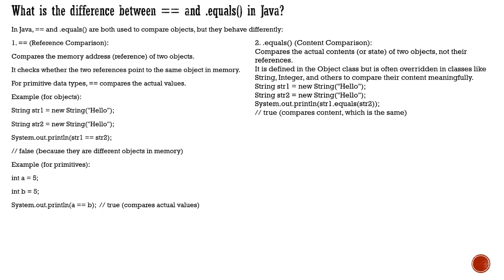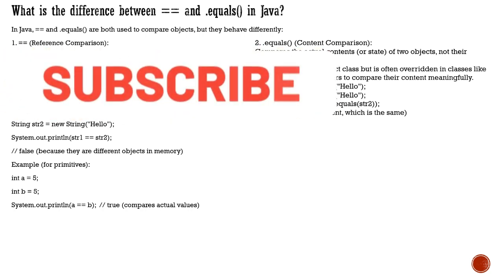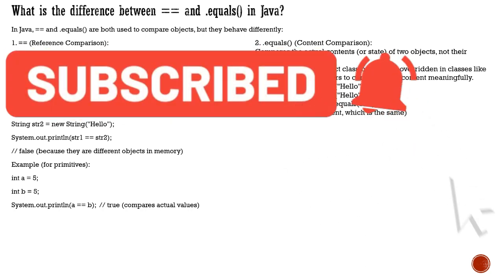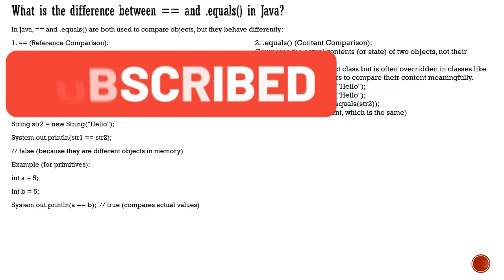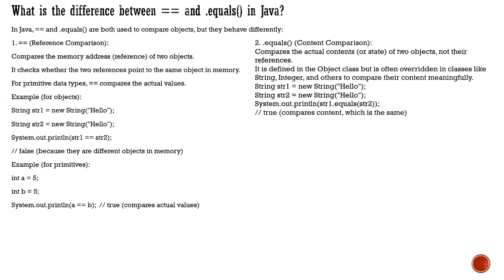Now, this is one of the common basic level questions, or sometimes it is asked at the advanced level. But here they want to understand the basic difference between double equals and dot equals. Now, dot equals method is a part of the Object class, and by default the implementation is inherited from the Object class. But when it comes to comparing certain objects, they behave quite differently.